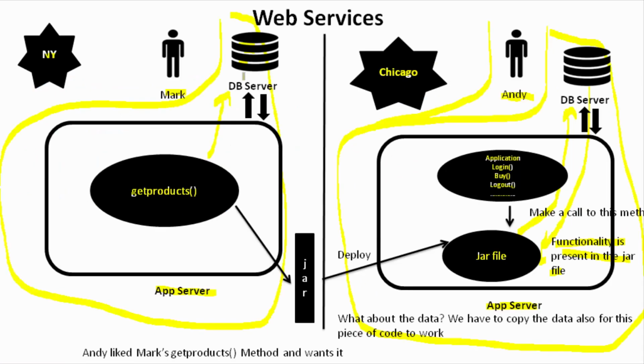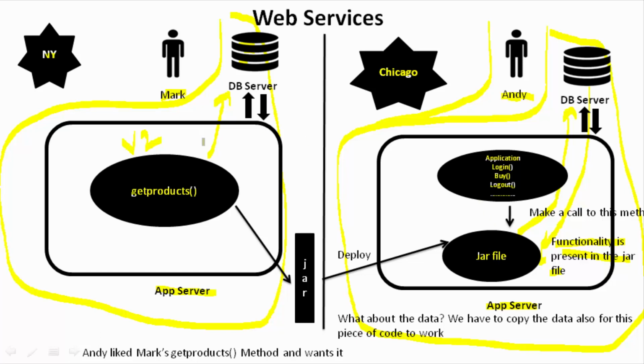But what if, 2 or 3 months down the line, Mark decides that this piece of code is good, but he wanted to make it better, so he creates a version 2. Now what should Andy do? He should be in continuous touch with Mark and ask, have you updated the method that you gave me 4 months back? If you have updated, please send the jar file. So again, Mark has to create the jar file, send it to Andy, and Andy has to deploy it.